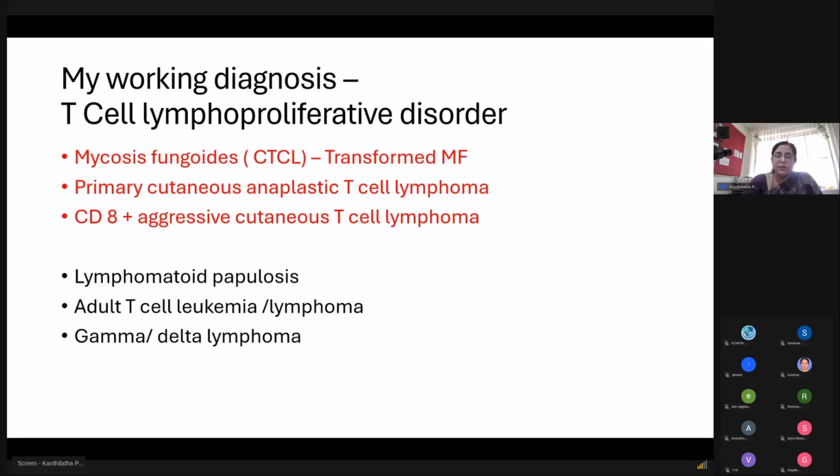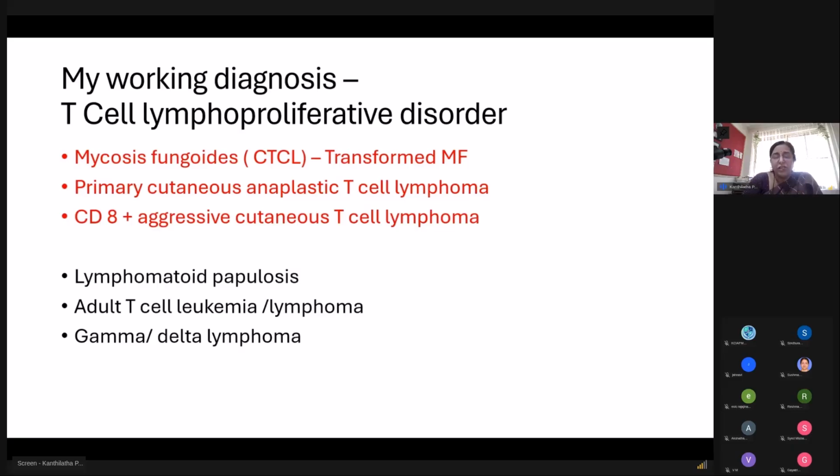So, if it is a mycosis fungoides, it is not just a usual mycosis fungoides, it is a transformed mycosis fungoides. So, that was my first DD. Second, which you have not listed in your differential diagnosis, is primary cutaneous anaplastic T cell lymphoma. You did mention CD8 positive aggressive cutaneous T cell lymphoma. Then, of course, the other T lymphoproliferative disorders that were also in my mind, whether it is lymphomatoid papulosis, adult T cell leukemia lymphoma, or gamma delta.